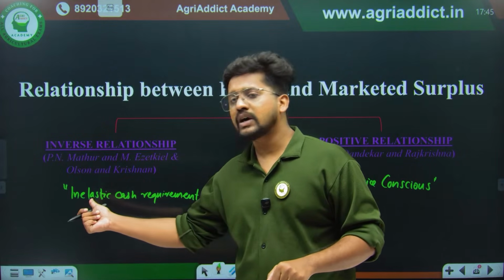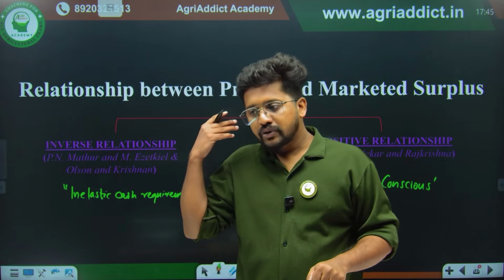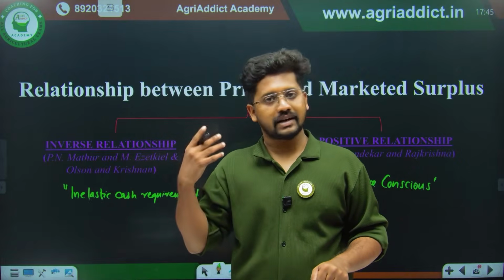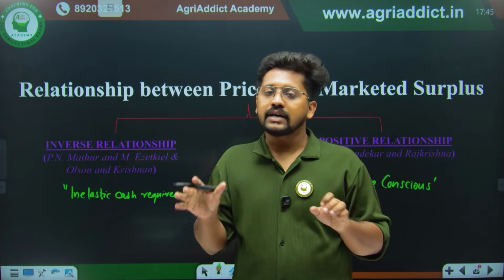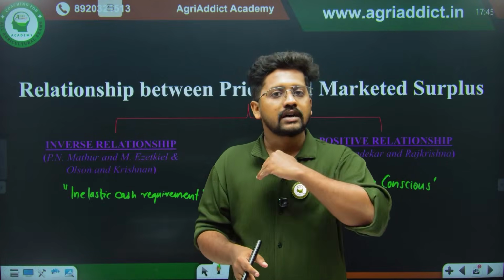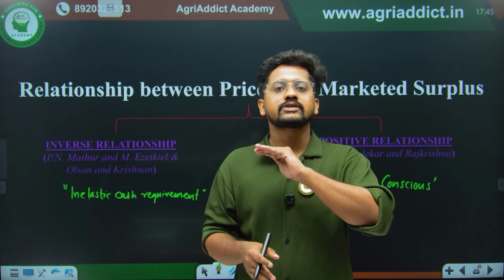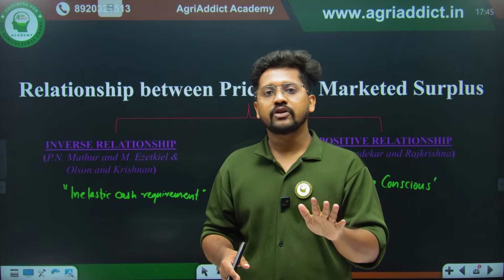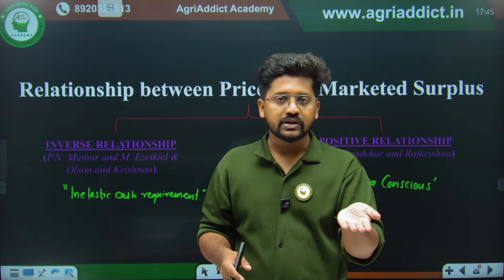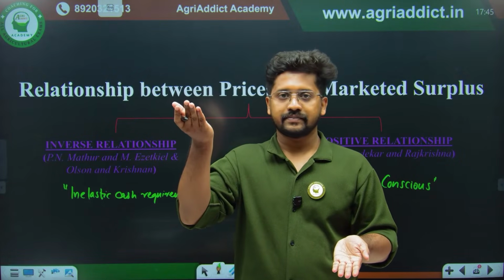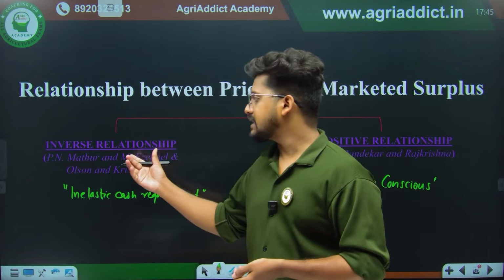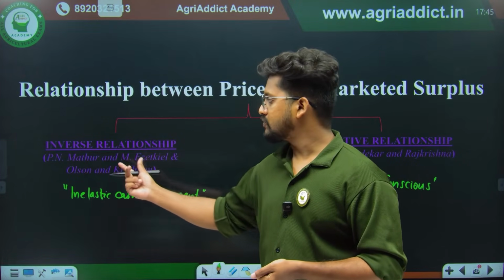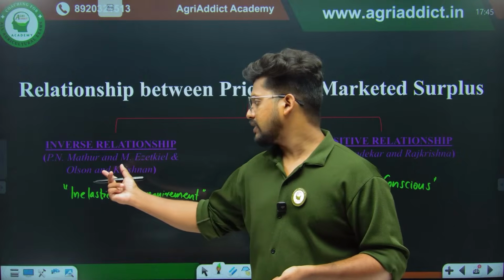So due to the lack of postponement of his cash requirements, he needs the cash in any way, because unless he has cash, he can't go through, or his subsistence is getting questioned. At that point of time, even when the price is reduced, the marketable surplus will be increasing. You got my point? That is how the inverse relationship is happening. And this is given by two major groups: first Mathur and Ezekiel, and second Olson and Krishnan.